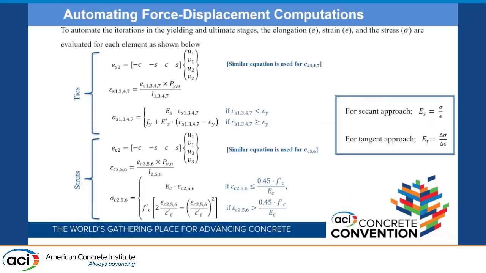This is where we calculate progressively the elongation. It's just a vector times the displacement due to a unit load. And then we multiply that elongation due to a unit load by the actual load, the actual yielding or ultimate load, and we divide it by the length of the member, we get the strain. And then the stresses from the constitutive equation, from the stress strain curve, we get it for steel and we get it for concrete.